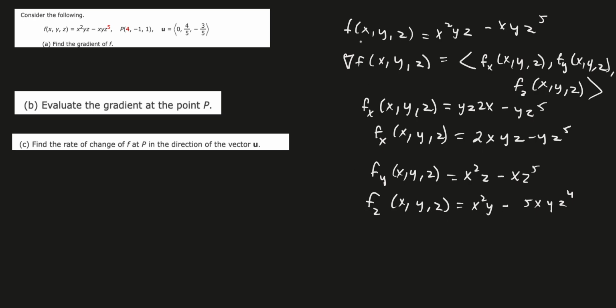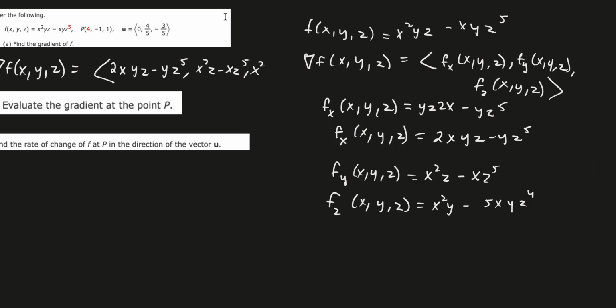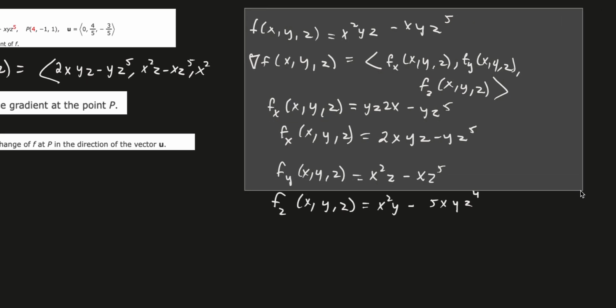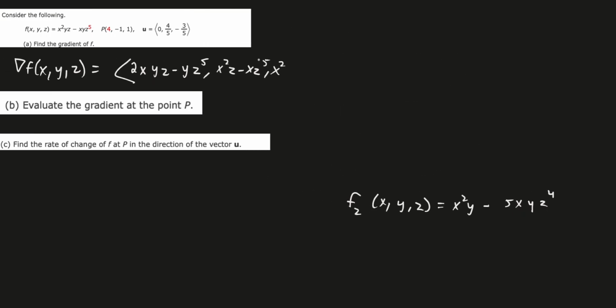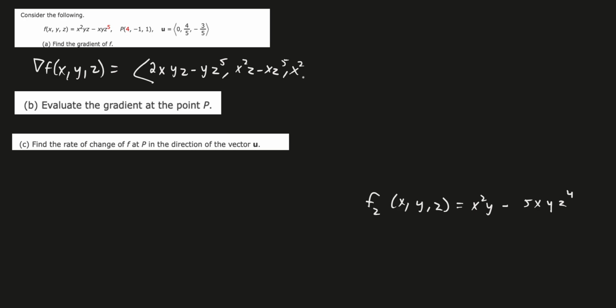That's pretty much it. So the gradient of f at x, y, z is the vector with components 2xyz minus yz to the fifth, x squared z minus xz to the fifth, and x squared y minus 5xyz to the fourth. I need some room here, so I'm going to delete a lot of this.